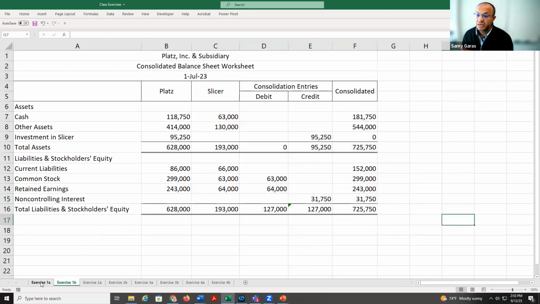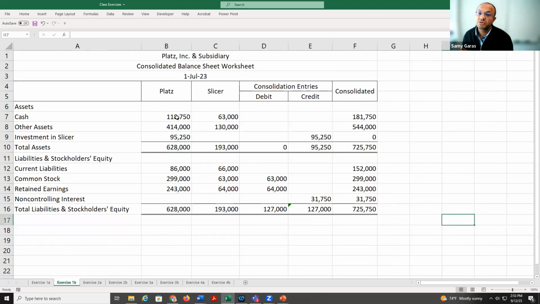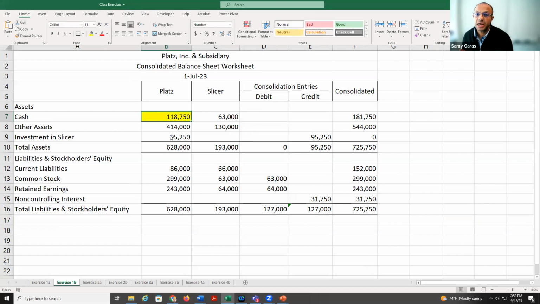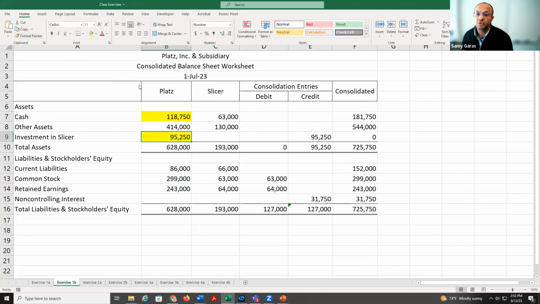Remember one thing here, that the cash was 240 in the parent, but when you come here, you see the cash is not 240, it's 214. If you add up 118 and 95, you should be able to get 214. So what I need to say is, out of the 214, the parent company took 95, 250 to invest in the subsidiary company. And then we have the accounts here.